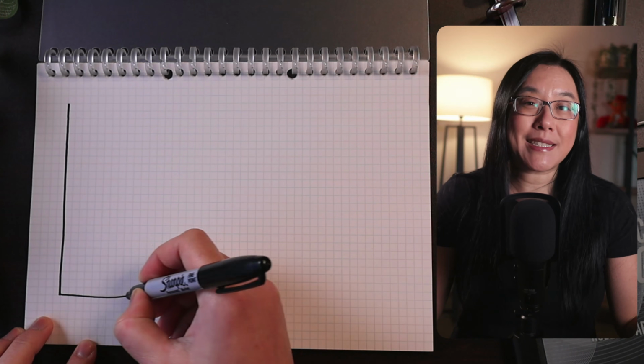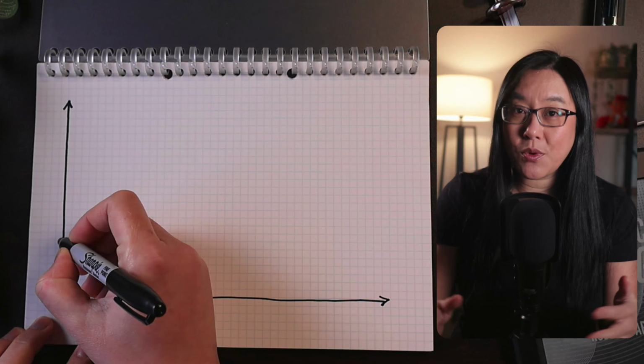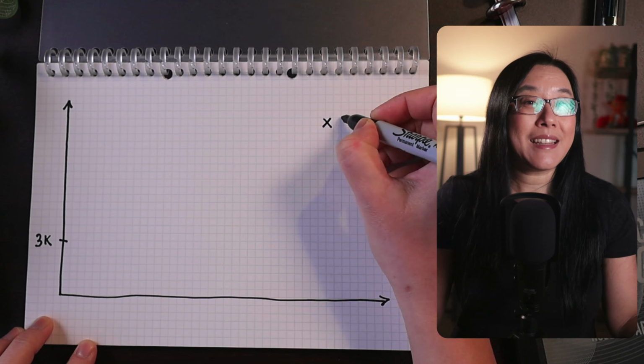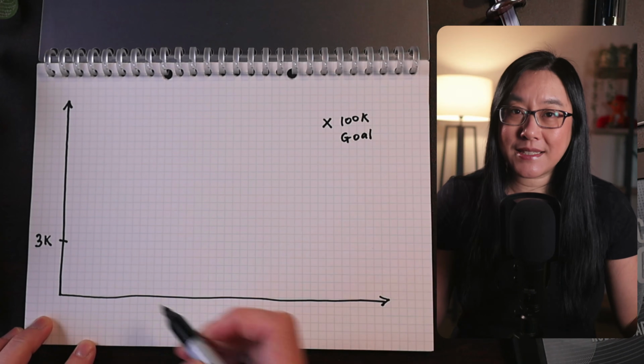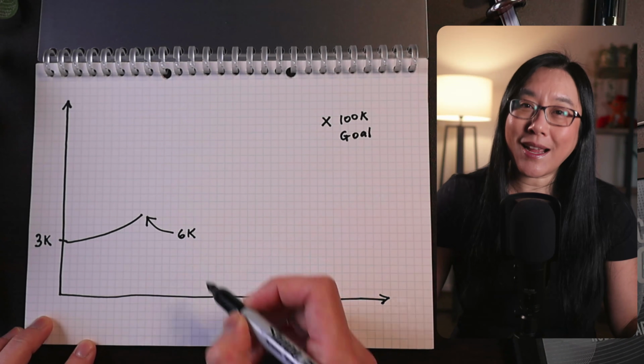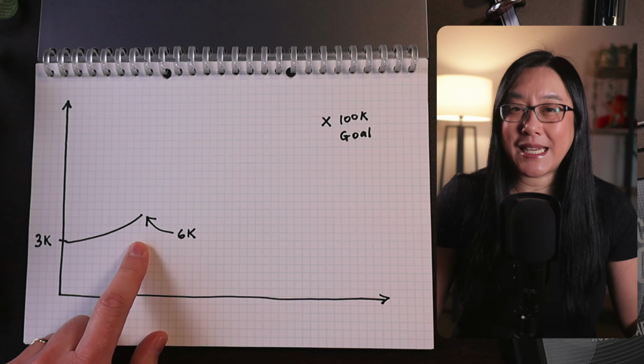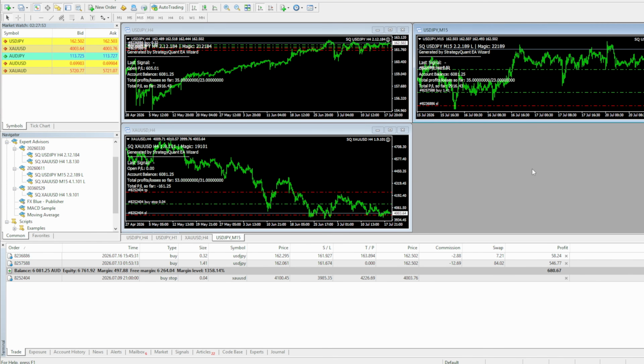I challenged myself to turn a small account into 6 figures. Today, this 3K account is up at 6K, so I'm going to show you behind the scenes of how I'm trading and updating it as it grows. And this is the account in question at $6,000 in balance and $6,761 in equity.